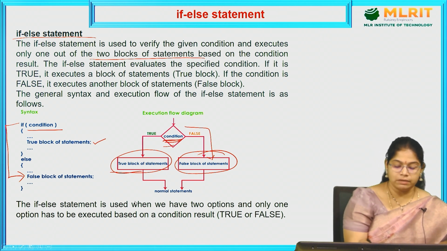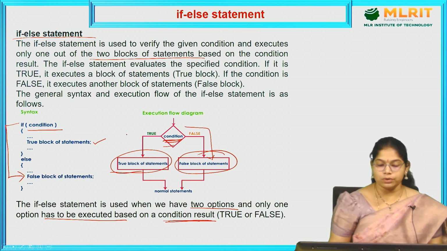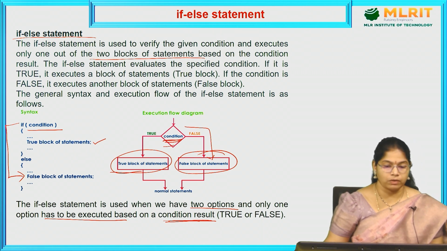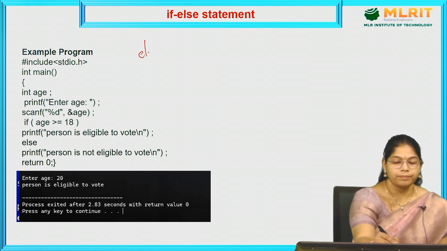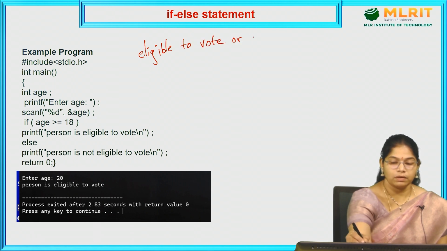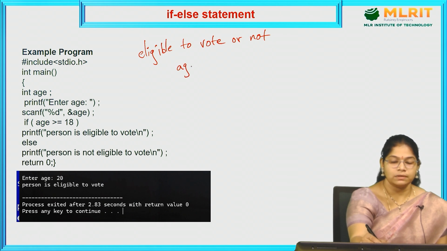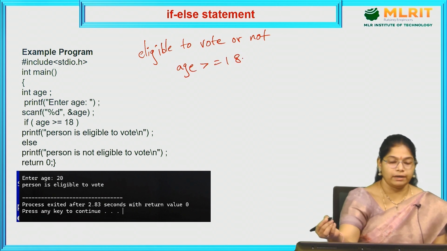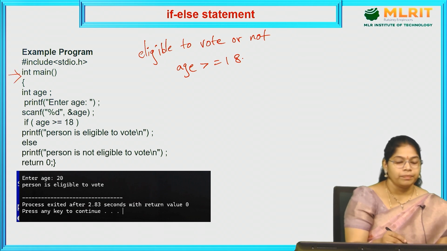The if else statement is used when we have two options and only one option is executed based on the condition result. Based on this result, the control goes either to the true block of statements or the false block of statements. Here we have a simple program to check whether the person is eligible to vote or not. A person is eligible to vote when his or her age is greater than or equal to 18. So the program execution starts from main, then int age.